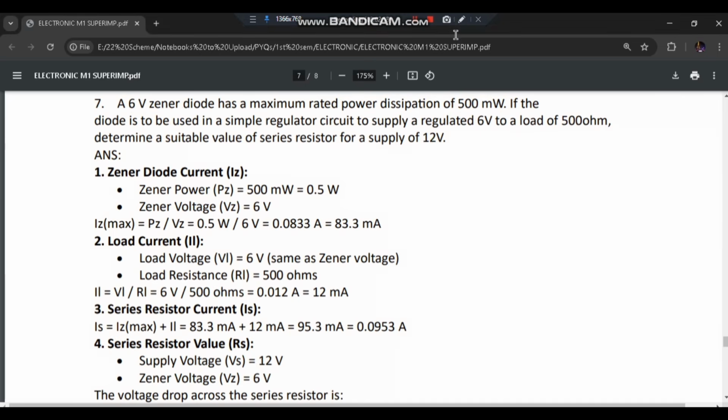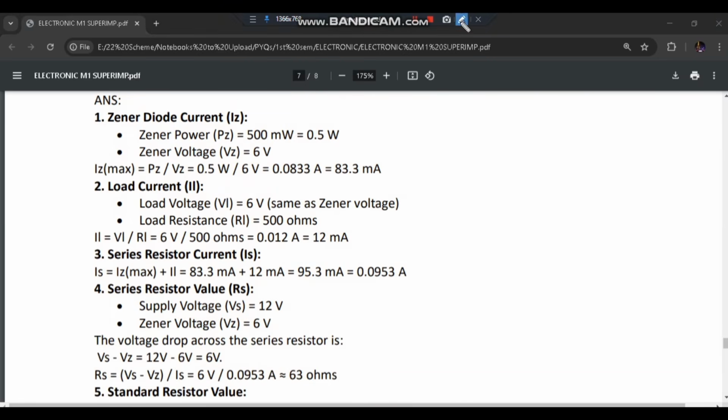Got the point, right? So firstly for that we need to calculate the zener current. Zener current is IZ. We have the power, we have the voltage, so zener current will be equal to power by voltage. So we'll get a zener current of 83.3 milliamperes. Next we have to calculate the load current, which is going through the resistance of 500 ohms. The current going through the resistor is IL, load voltage by load resistance, 6 volts by 500 ohms, which is 0.012 ampere. We'll get 12 milliamperes.